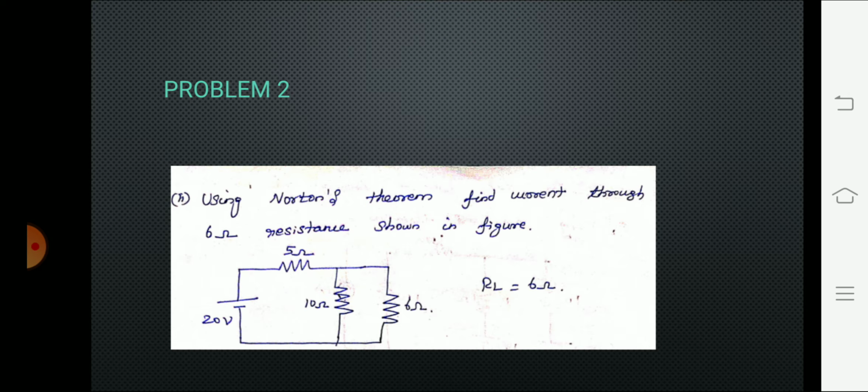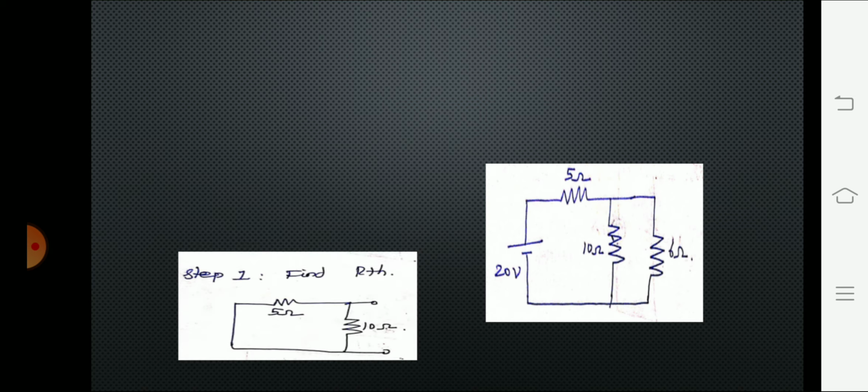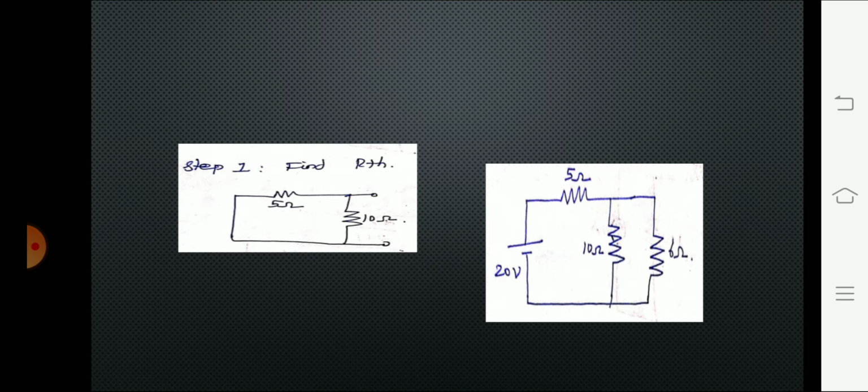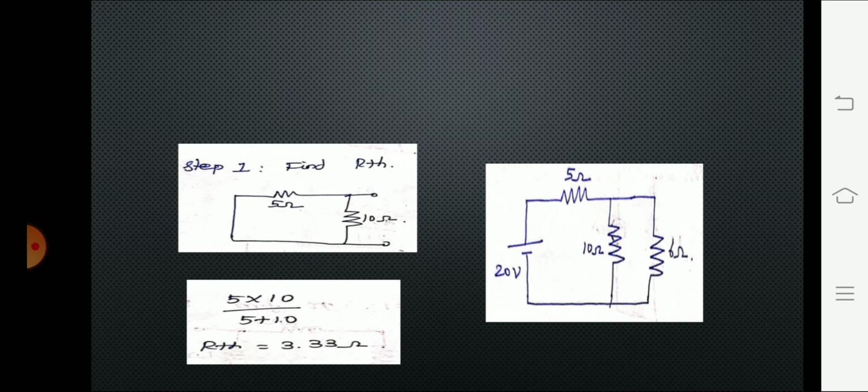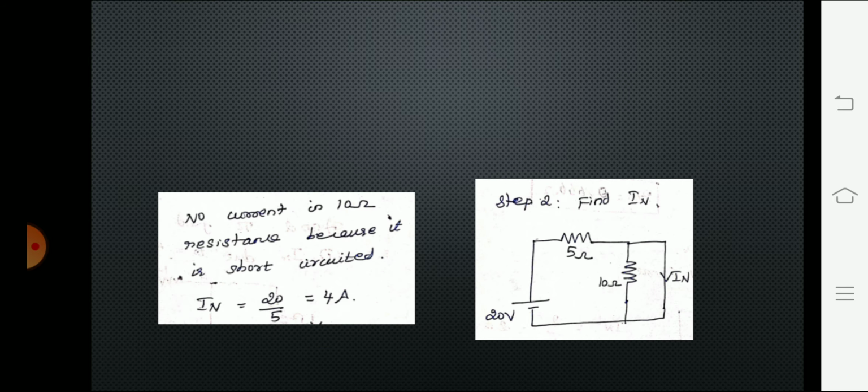Problem 2: using Norton's theorem, find the current through the 6 ohm resistance shown in figure. Here the 6 ohm resistance is the load resistance. First we find the RTH. Short circuit the voltage source and remove the load resistance. So the diagram will be rearranged like that. Here 5 ohm and 10 ohms are connected in parallel. We get the RTH 3.33 ohm.